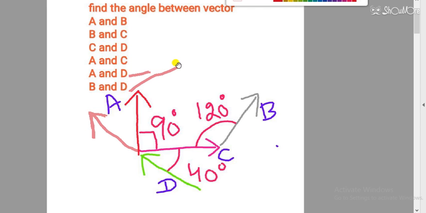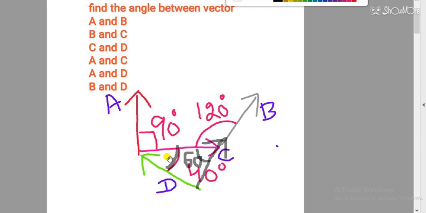And last, B and D. This is an important one. I move B backward so that B's tail meets D's tail. Now this angle is 60, because this complete angle is 180. That means this inner angle will be 60 and this angle was 40.